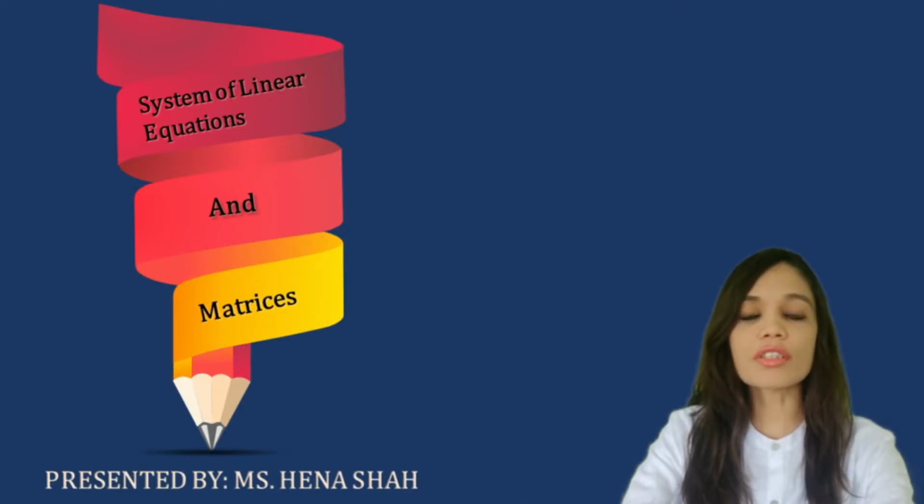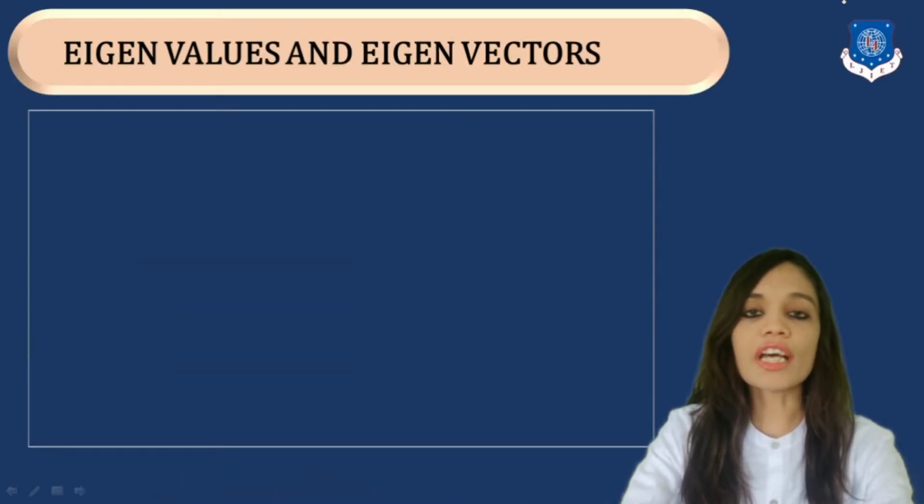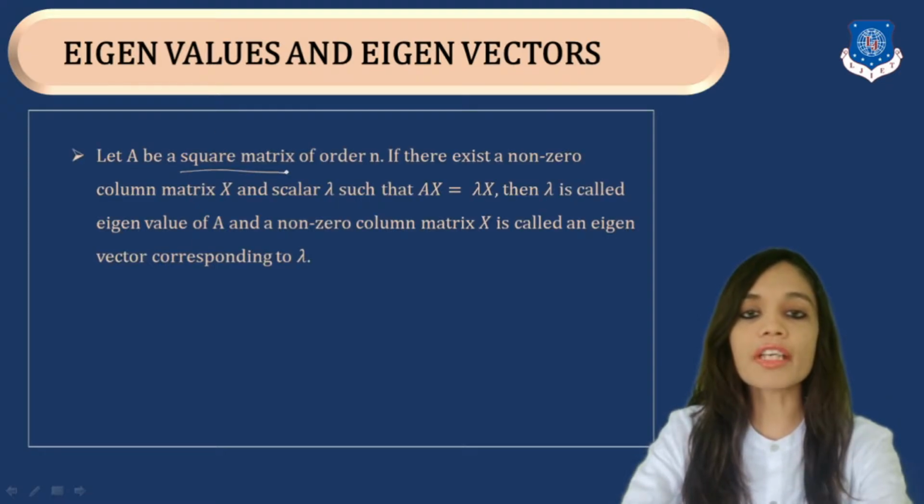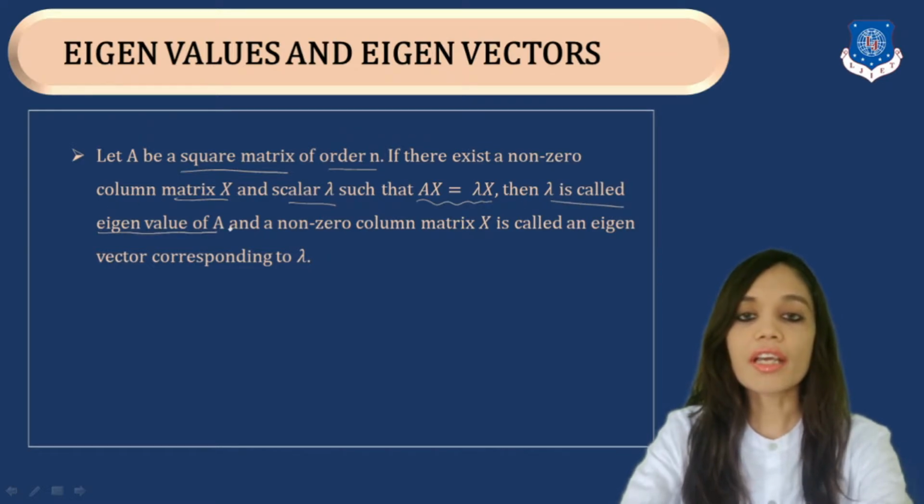So today we are going to discuss a few more topics of system of linear equations and matrices, right? So firstly, let us recall what are eigenvalues and eigenvectors. Okay, so let A be a square matrix of order n. If there exists a non-zero column matrix X and a scalar lambda such that AX equals lambda X, then lambda is called an eigenvalue of A, and the non-zero column matrix X is called an eigenvector corresponding to lambda.